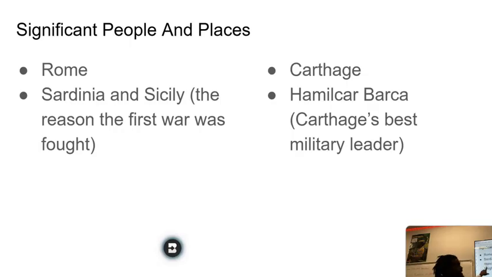So on the Rome side, which is the left, you're going to write Rome, Sardinia, and Sicily, the reason the first war was fought. On the right side, you're going to write Carthage, and you're going to write Hamilcar Barca, Carthage's best military leader. So go ahead and write those two things down.